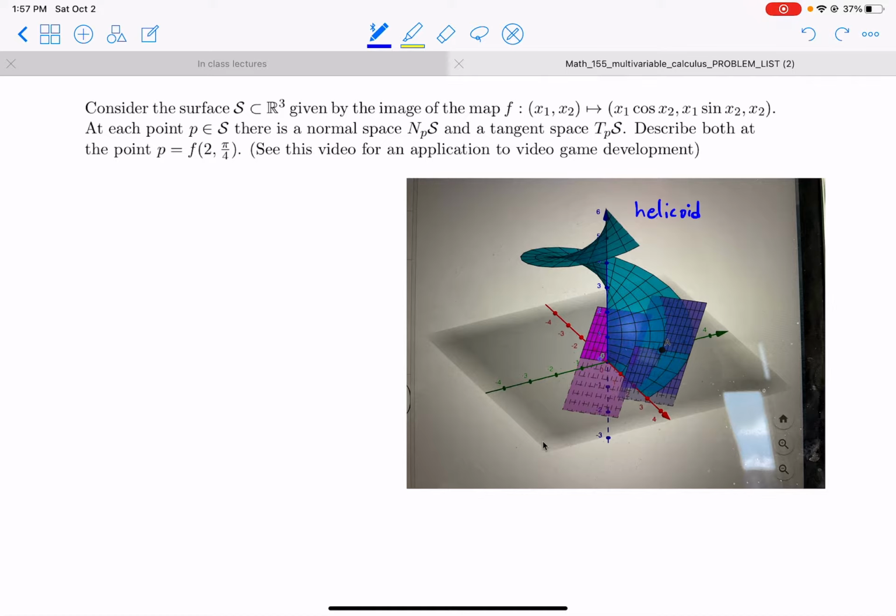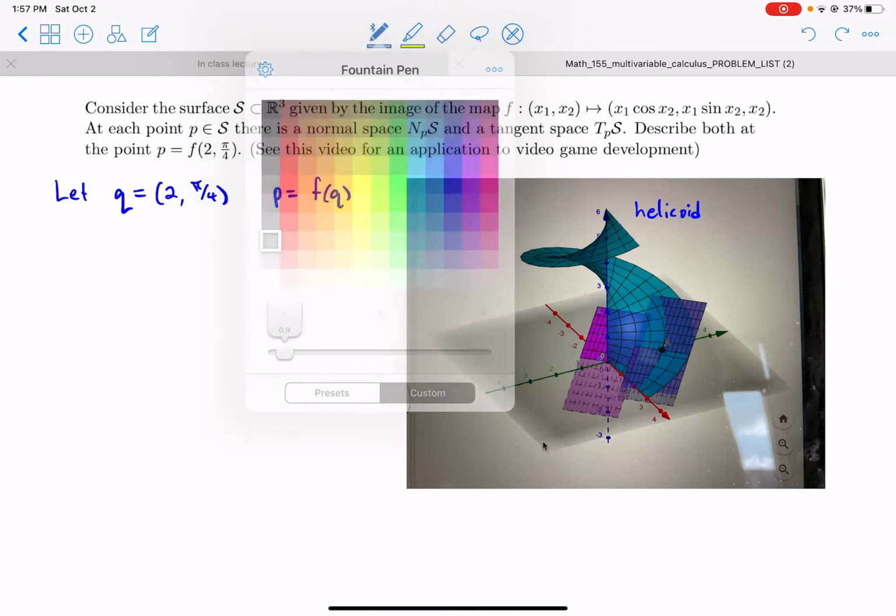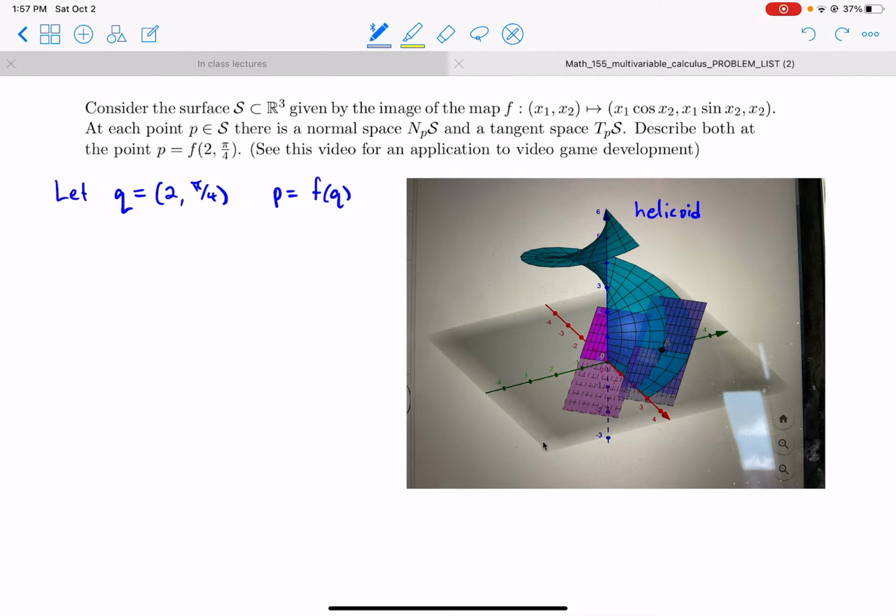At each point, there's a normal space and a tangent space. Describe both at the point P equals f of (2, pi over 4). Okay, so first I'm just going to name this point Q to be (2, pi over 4). And so now we could say that P is f of Q. Right, so Q is an input space, it's in R2, and P is a point here, actually right, let me get a different color, right there, this point on the surface.